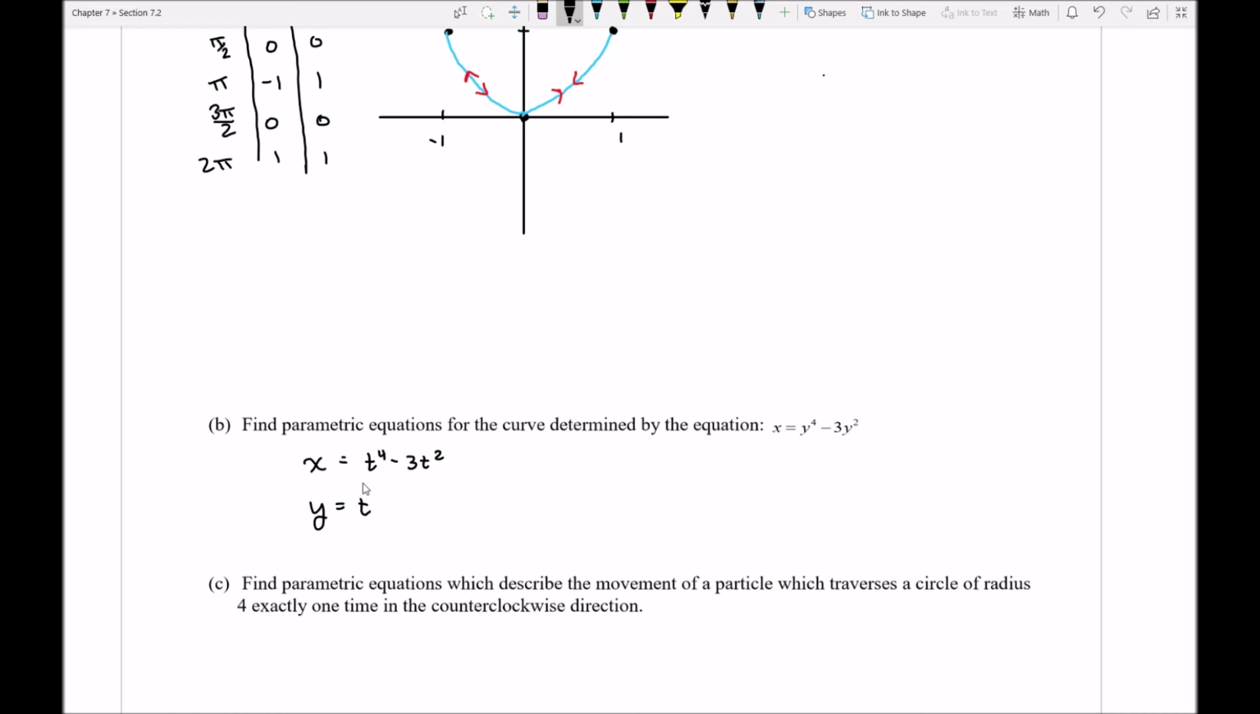Now that's not the only option. I could really select y to be almost anything in the universe that I want. Notice if I selected y as t plus 2, which is totally fine to do, then my value up here would just be (t plus 2) to the 4th minus 3(t plus 2) squared. And this is also perfectly acceptable.